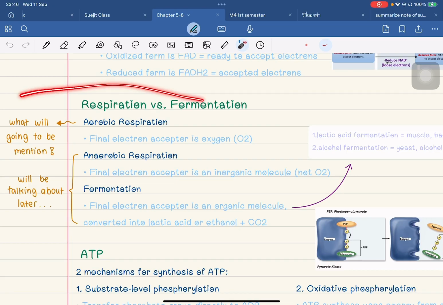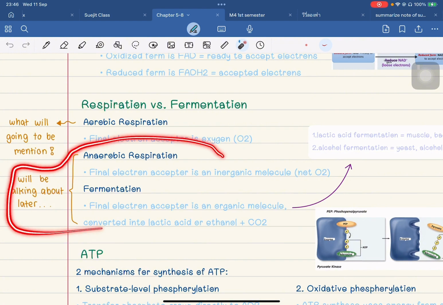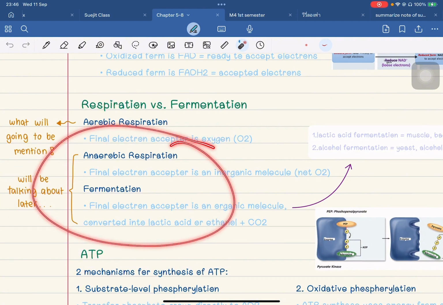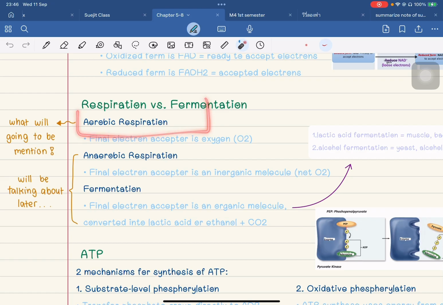So we're going to mention the first one first, and then after that we're going to talk about the others later. We're going to talk about the aerobic one first.